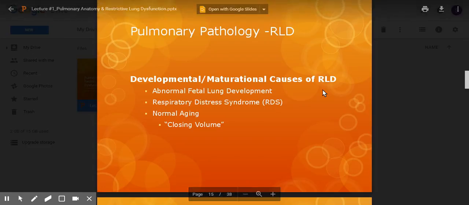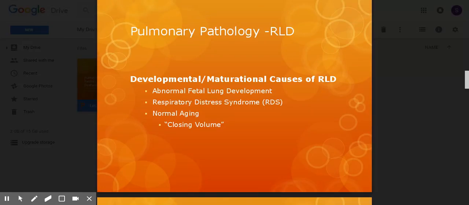So children that are born with abnormal fetal lung development obviously have severe pulmonary insufficiency that is commensurate with the amount of lung tissue that did not develop. They could be asymptomatic if the amount of lung tissue that did not develop is small, or they could be severely cyanotic. And so ultimately, it is based on how much of the lung tissue did not develop that determines the severity of restrictive lung dysfunction.